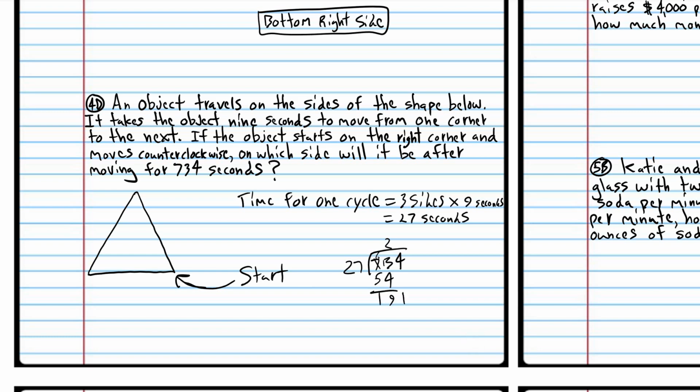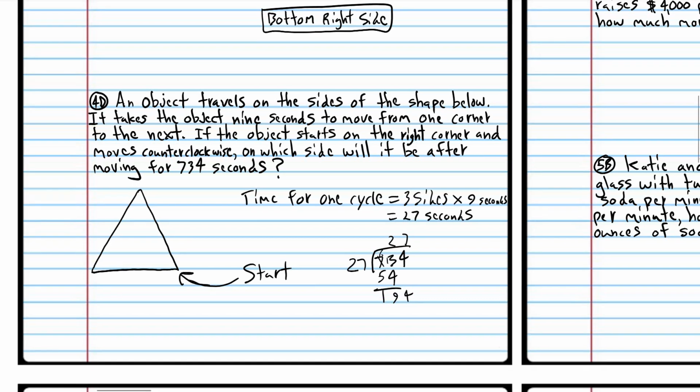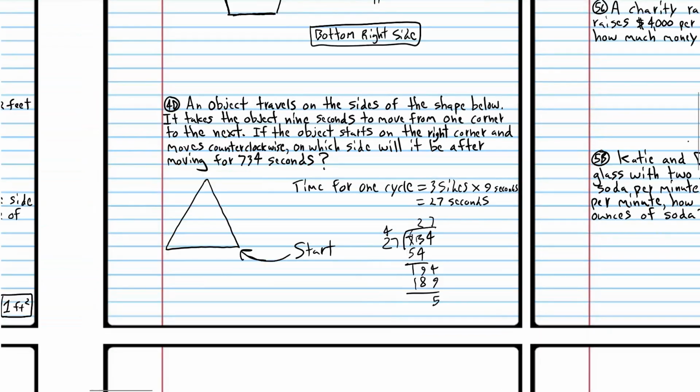All right, so then we bring down the 4. 127 goes into 194. I'm going to say 7 times. 7 times 7 is 49. 7 times 2 is 14. That's 18. And we're going to subtract, so you can just do that in your head. You really don't have to borrow and all that type of stuff. So our remainder is 5.